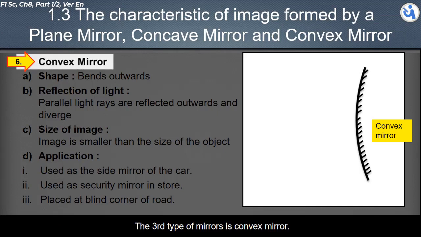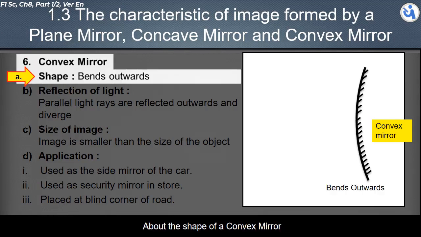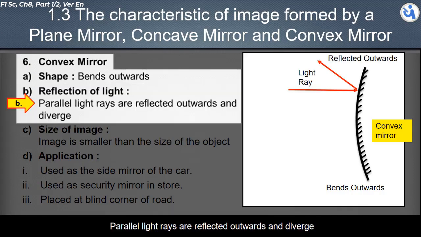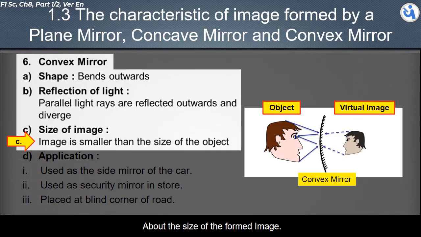The third type of mirror is the convex mirror. The following are the characteristics of a convex mirror. About the shape of a convex mirror: it bends outwards. Parallel light rays are reflected outwards and diverge. About the size of the image: the image is smaller than the size of the object.